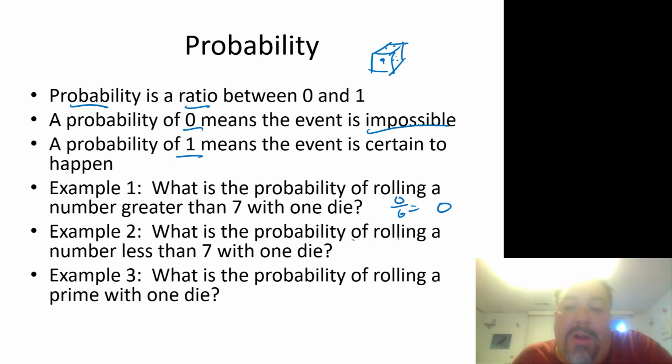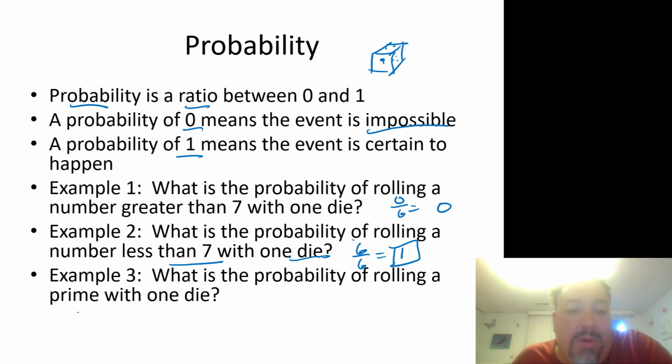What is the probability of rolling a number less than 7 with one die or dice? Well, again, the numbers 1 through 6 appear on the dice. Each of those is less than 7. So there's 6 ways of doing it out of a total of 6. 6 over 6 reduces to 1. So rolling a number less than 7 is always going to happen, and it has a probability of 1.